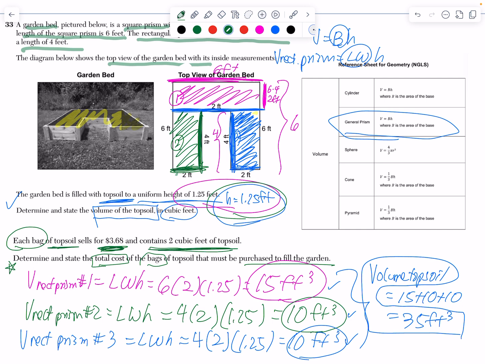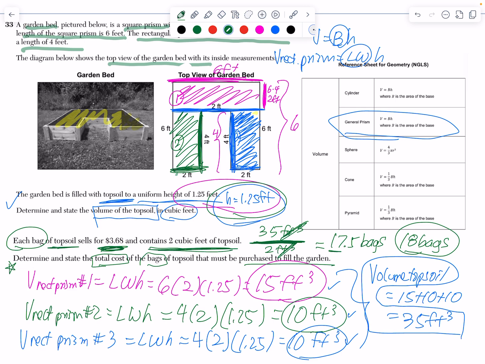So let's first figure out how many bags we can buy. So let's look here. Our total volume was 35 cubic feet. But each of these bags holds 2 cubic feet of topsoil. So when you divide 35 cubic feet by 2 cubic feet, the cubic feet cancels, and we get 17.5 bags. Now keep in mind, if I go to somewhere like Home Depot, I can't just say, can you give me 17 full bags and cut the other bag in half? So how many bags do I need to buy in order to complete my job? I need 18 bags. 17 is not enough, and so 18 full bags is what I need.